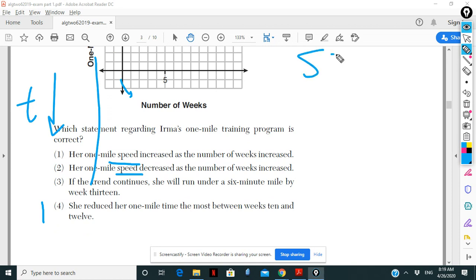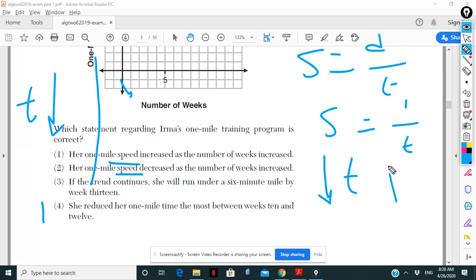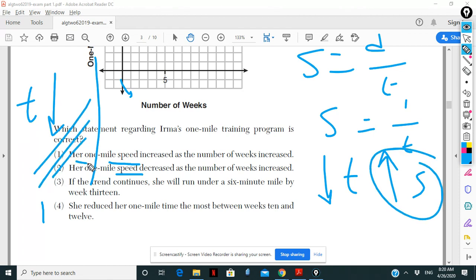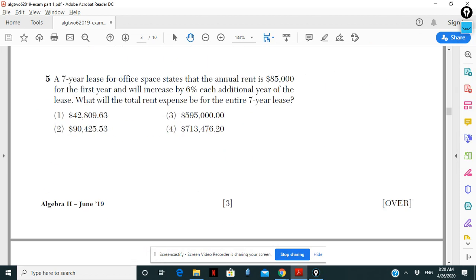Why? The speed equals distance over time. Now the distance is the same, so the relationship between the speed and the time is inverse. As the time decreases, the speed increases. If you look at that graph, the time decreases. So what does it mean? The speed increases. So here the 1 mile speed increases as the number of weeks increases. Yeah, that's a tricky question.